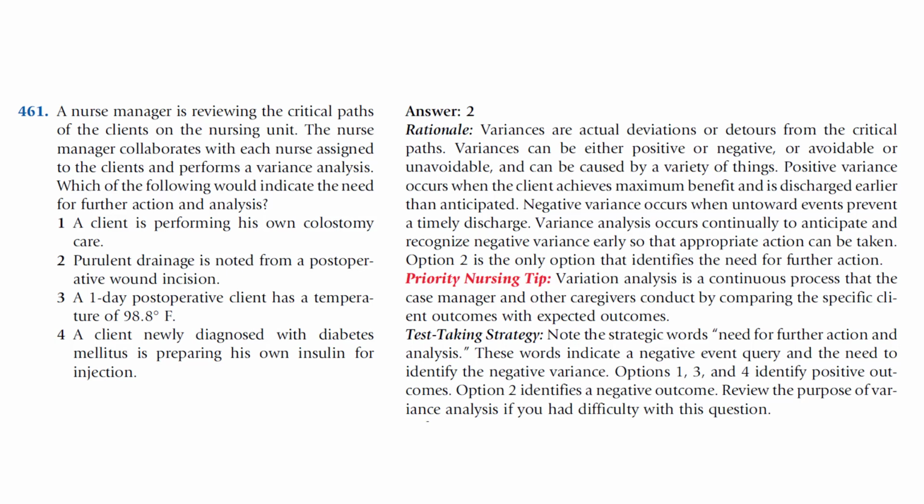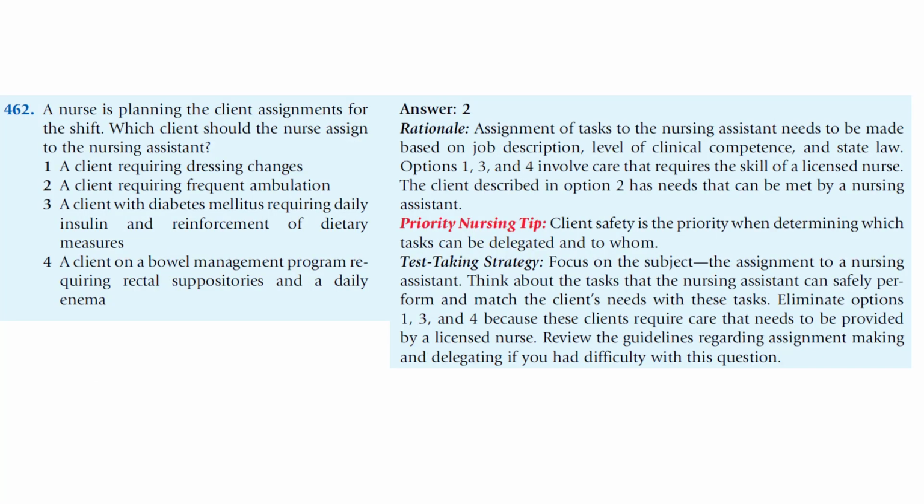Variances can be either positive or negative, or avoidable or unavoidable, and can be caused by a variety of things. Positive variance occurs when the client achieves maximum benefit and is discharged earlier than anticipated. Negative variance occurs when untoward events prevent a timely discharge. Variance analysis occurs continually to anticipate and recognize negative variance early so that appropriate action can be taken. Option 2 is the only option that identifies the need for further action.